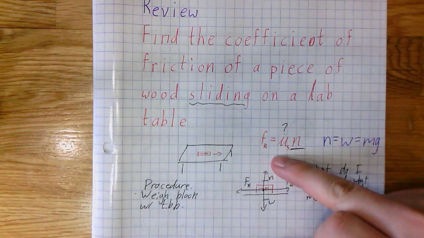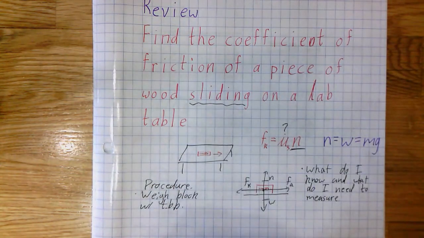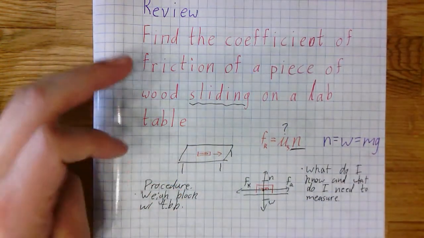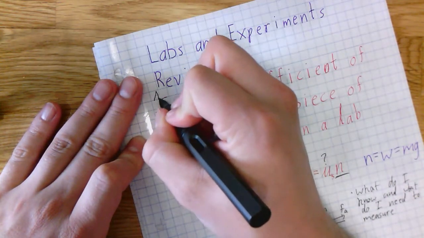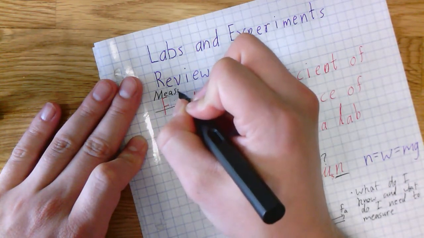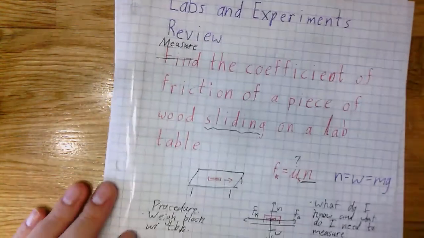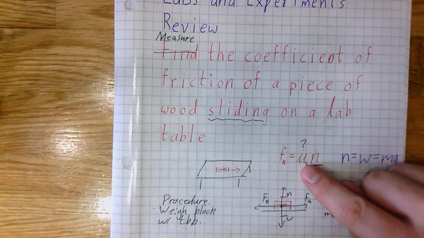Let's go back to this because this is a lab, right? We want to find the coefficient of friction for a piece of wood sliding on a lab table. Okay. And when we say find, we mean measure. This is a bad question by me. We should put measure. Or maybe determine. I think determine's what the AP test will probably say. Okay, so we're trying to determine this value.